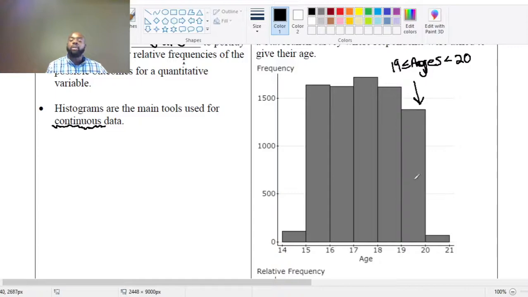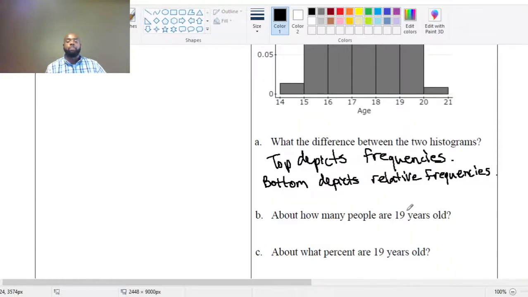So the way you read these bars, this is 14 to almost 15. This second bar is from 15 years to almost 16. This third bar is 16 years to almost 17, right? So this is 19 years to almost 20. And so if I want to know the amount, I'll try to find the frequency, which looks to be about here, which I'll approximate to be 1,400 people.